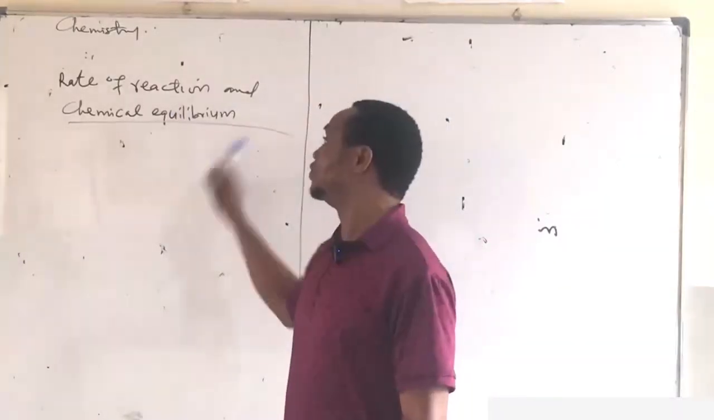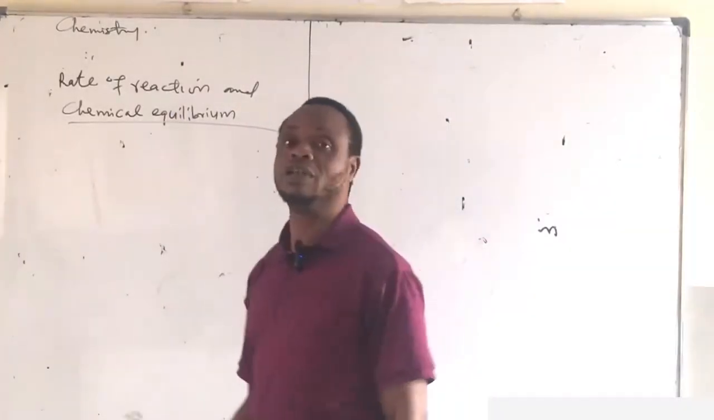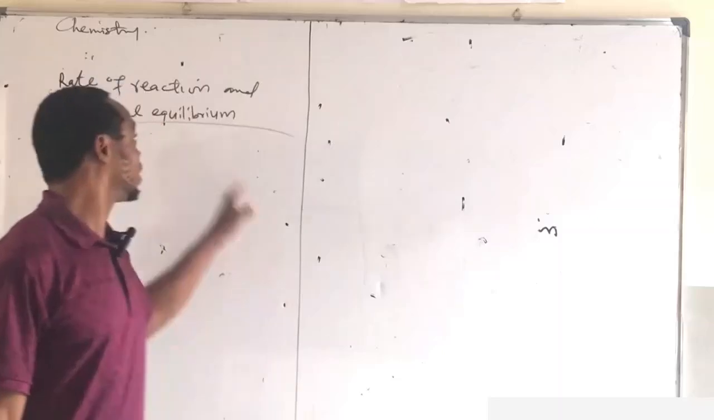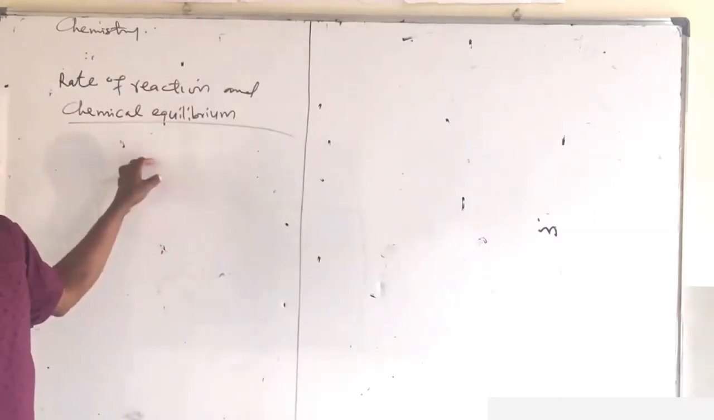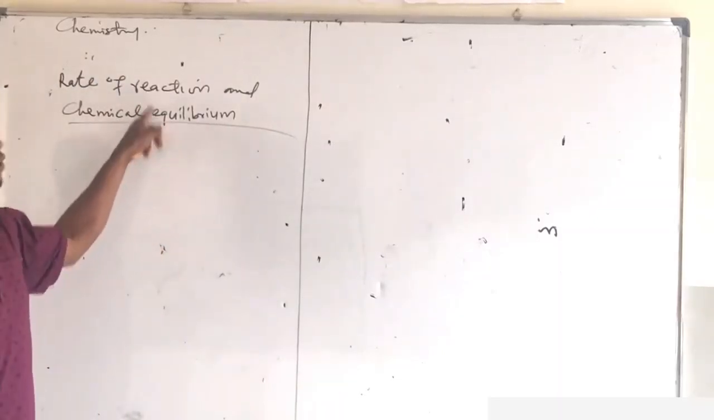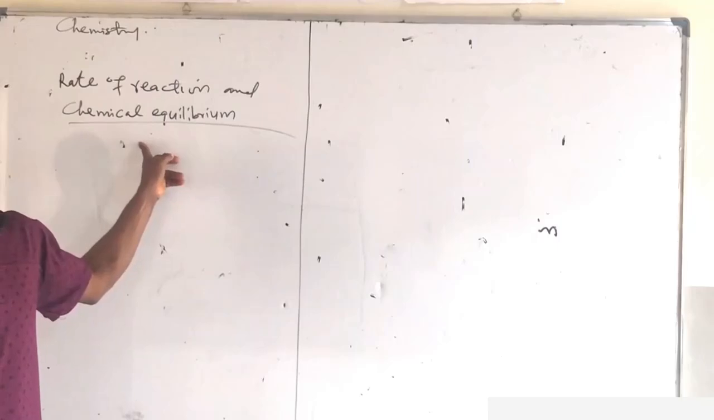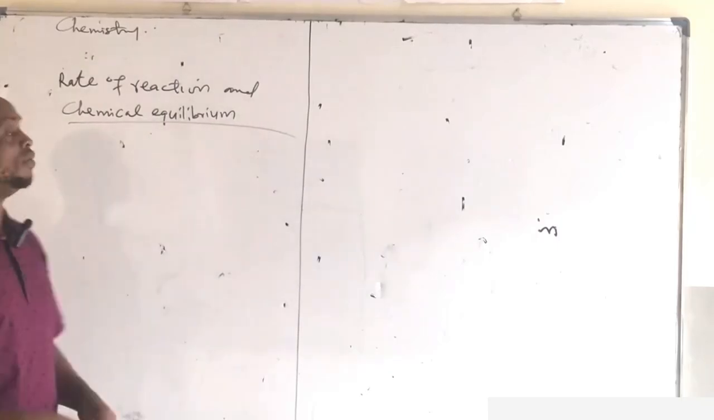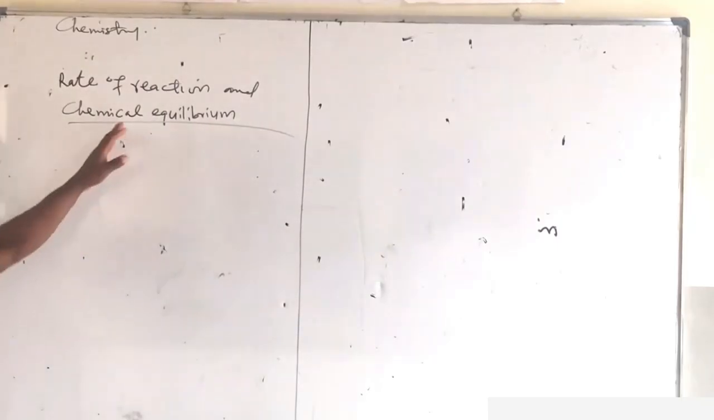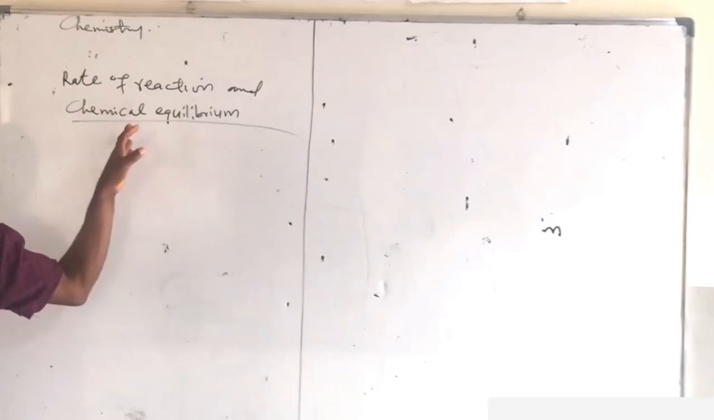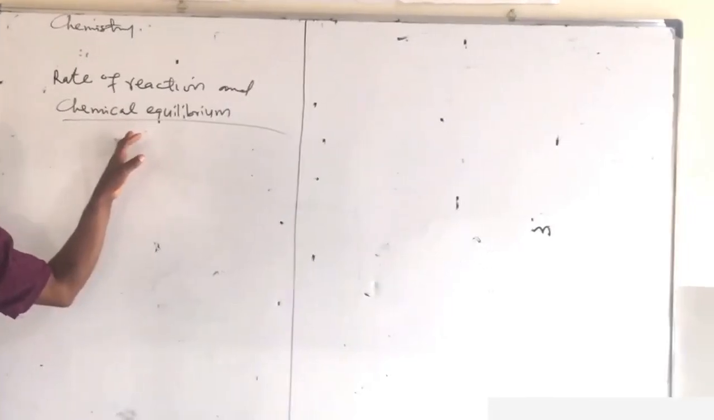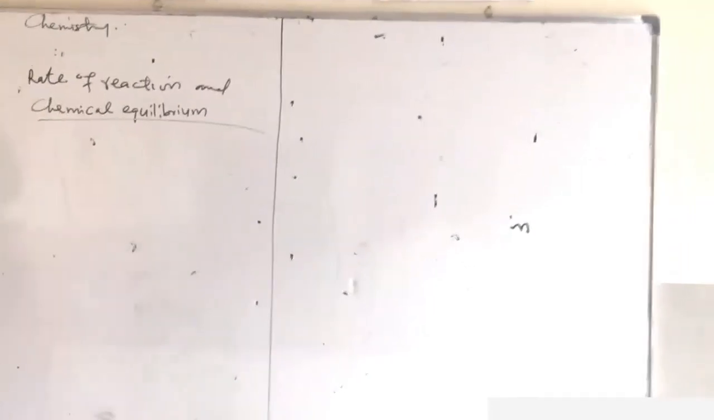Today we're talking about rate of reaction, or rate of chemical reaction, and also chemical equilibrium. If we're able to cover the two of them today, fine. If not, next time we continue with chemical equilibrium, but they go together. Now, rate of reaction in short form, remember that as we solve questions, I will not be able to talk too much. We solve some examples from the past questions.